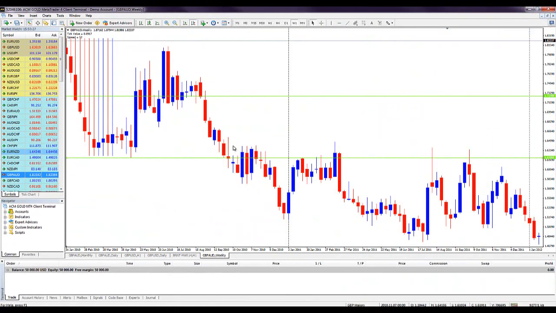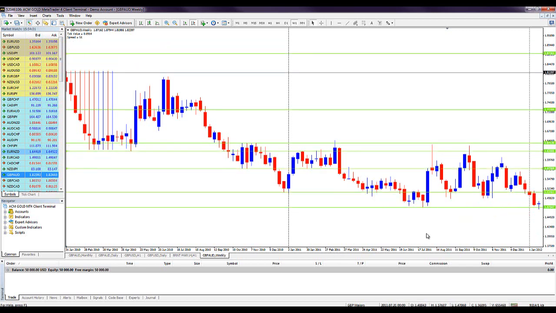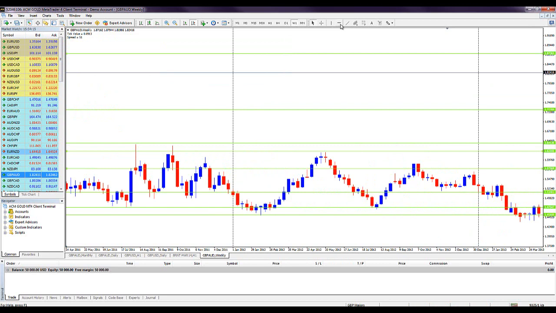It can get a little bit tedious just drawing lines and scrolling back, but it's going to help us trade better. Isn't that what we want? And we keep going.